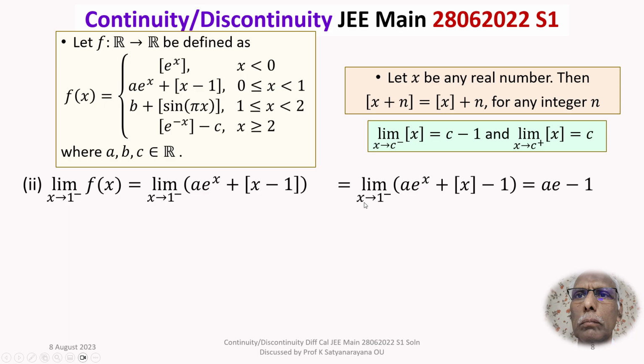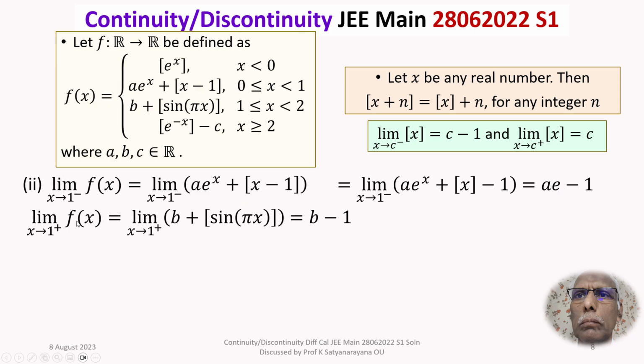But whereas the limit as x tends to 1 minus of the bracket will be 1 minus 1, that is 0, and this is minus 1 as it is. So you will get a minus 1 as the left hand limit.